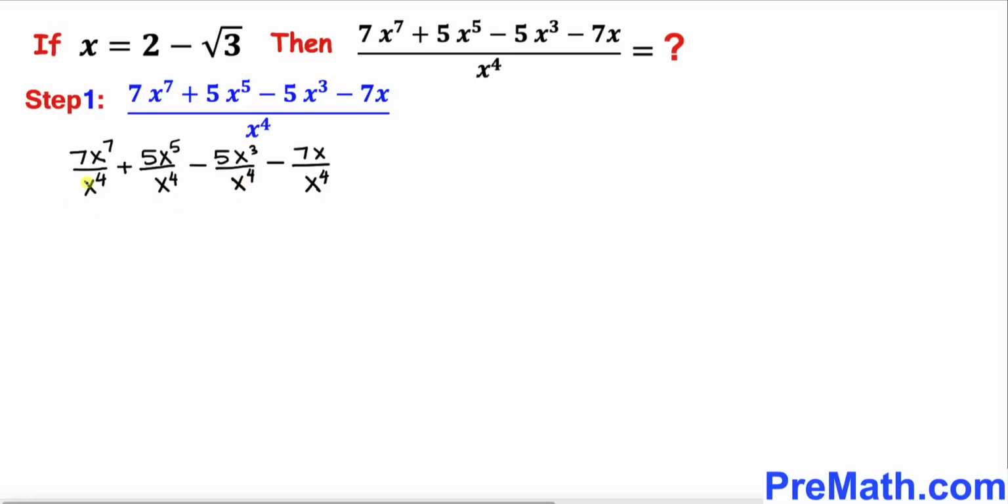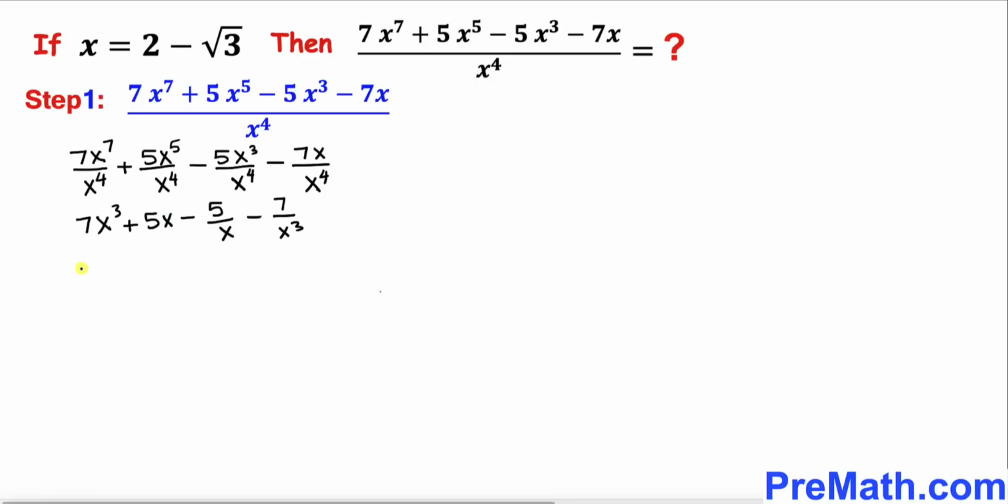Let's go ahead and reduce these fractions by subtracting their exponents. So the first fraction is going to give us 7x^3. The second fraction is going to give us simply 5x, minus, this third one is going to give us 5 divided by x, minus 7 divided by x^3. Now let's go ahead and rearrange them. I'm going to put these ones together, and likewise I'm going to put these ones together as well.